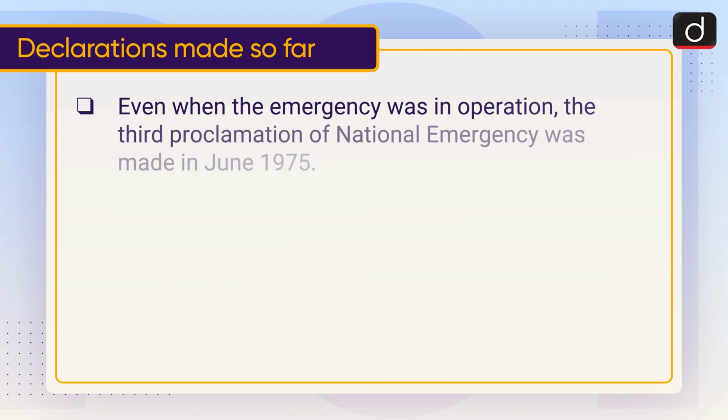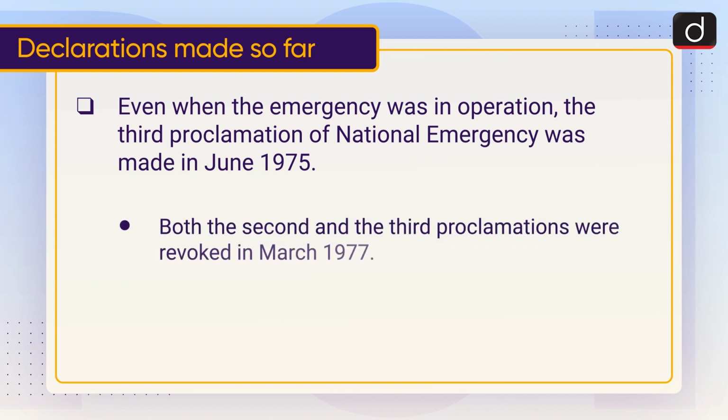Even when the emergency was in operation, the third proclamation of national emergency was made in June 1975. Both the second and the third proclamations were revoked in March 1977.